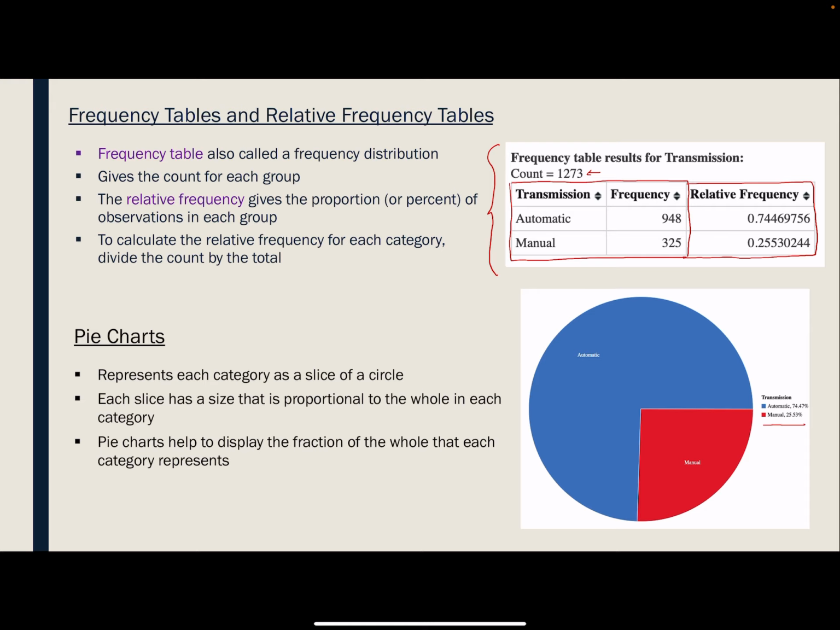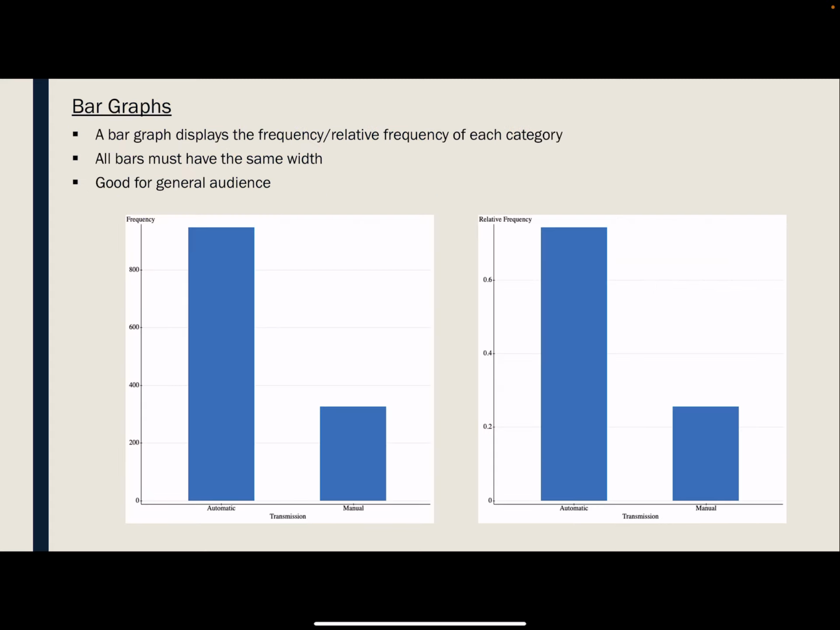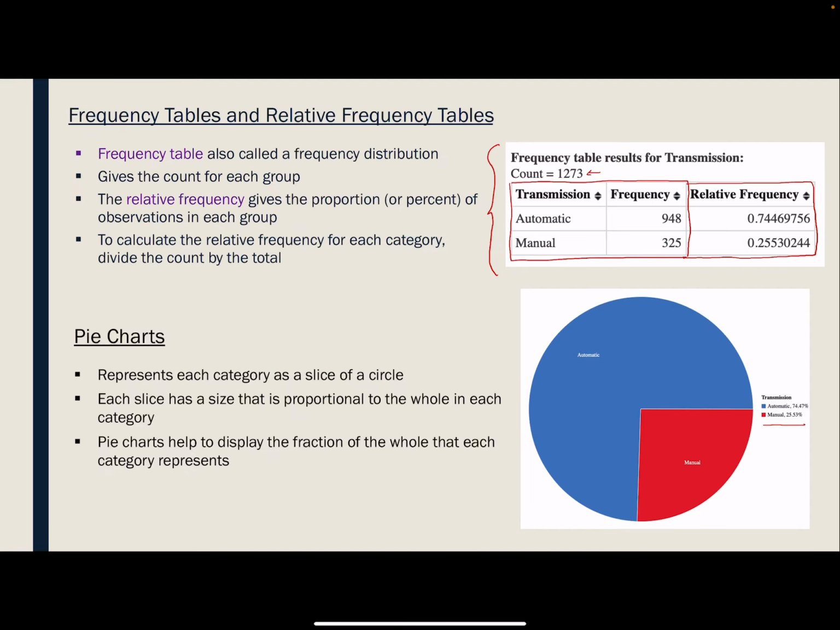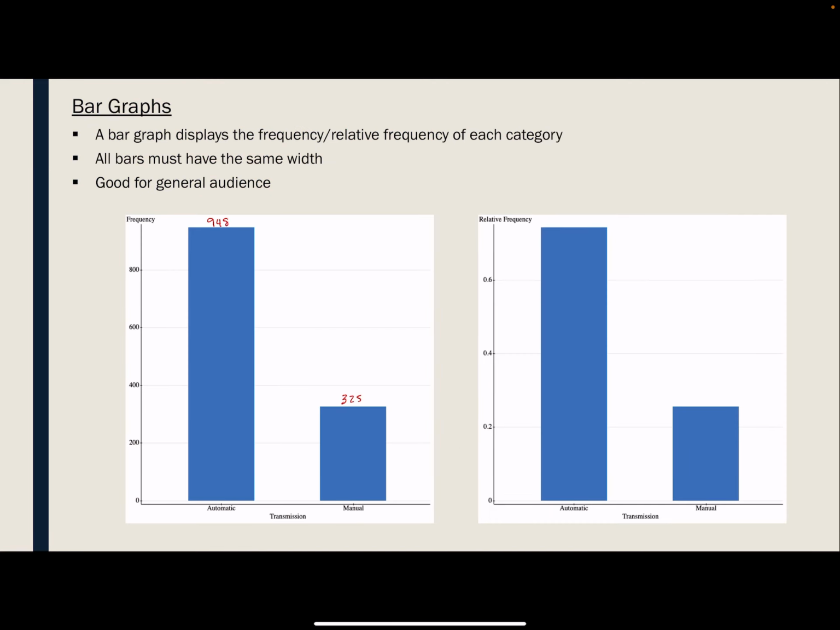We could also display this information in a bar graph. Similar to our tables, we can either have a frequency bar graph or a relative frequency bar graph. A frequency bar graph is going to show counts, and a relative frequency bar graph is going to show percentages or proportions. So we would have these counts here. I forget the exact counts, but this was 900 and some. I think this was 325, and this was 9 something. Let me go back. 948. Right, so those are the counts for each of those bars, whereas the proportions were 74.5% and 25.5%.